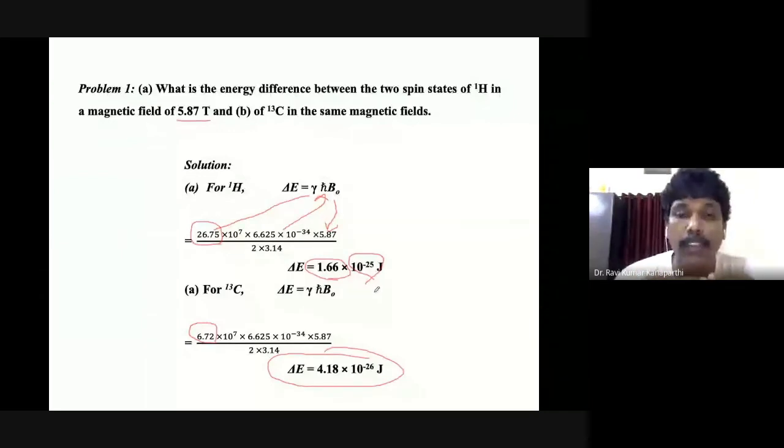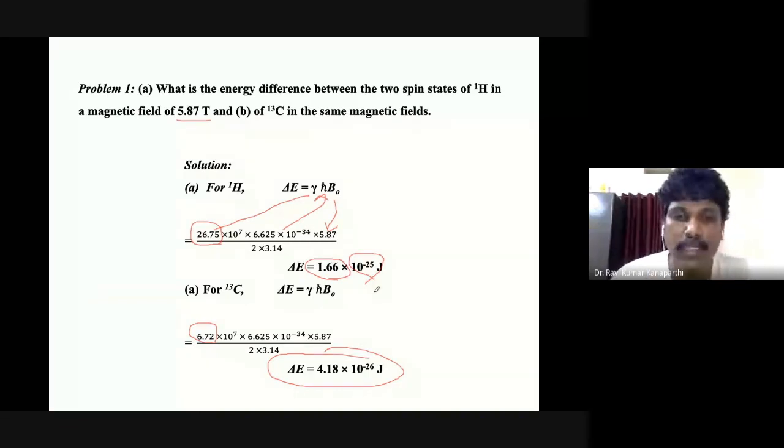Even if you apply that 5.87 Tesla, such a huge magnet, even if you place it in such a huge magnetic field, the energy difference between the two nuclear spin states of a proton or maybe 13 carbon is still small. That is the reason why this is said to be not a sensitive technique. Inherently, it is not a sensitive technique.